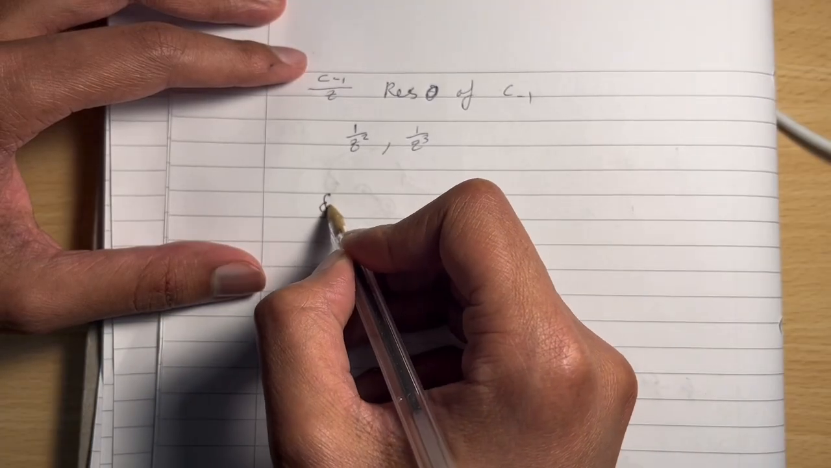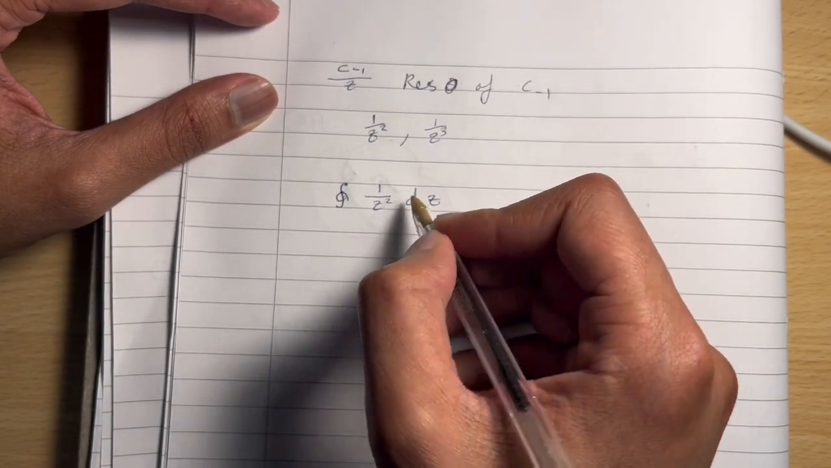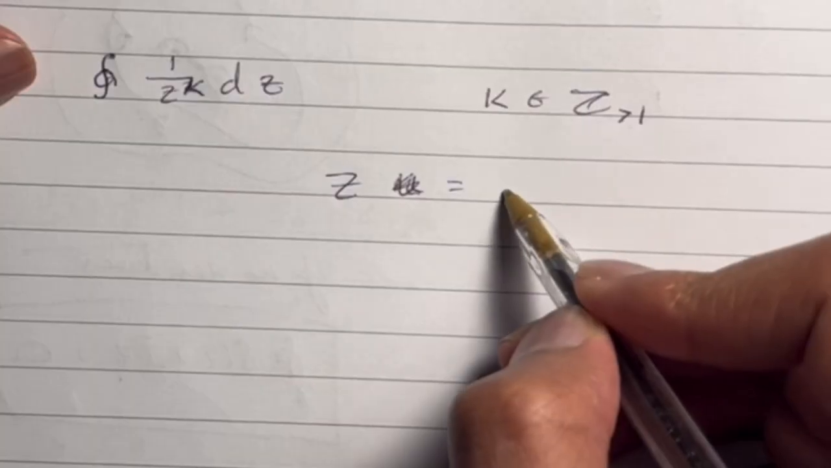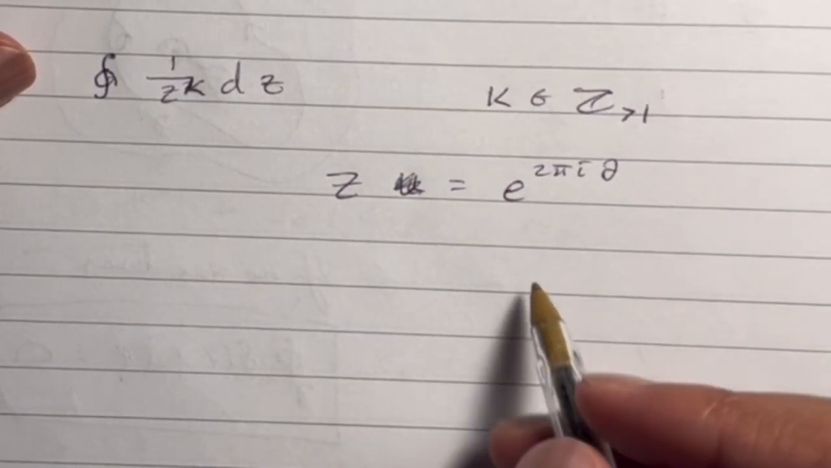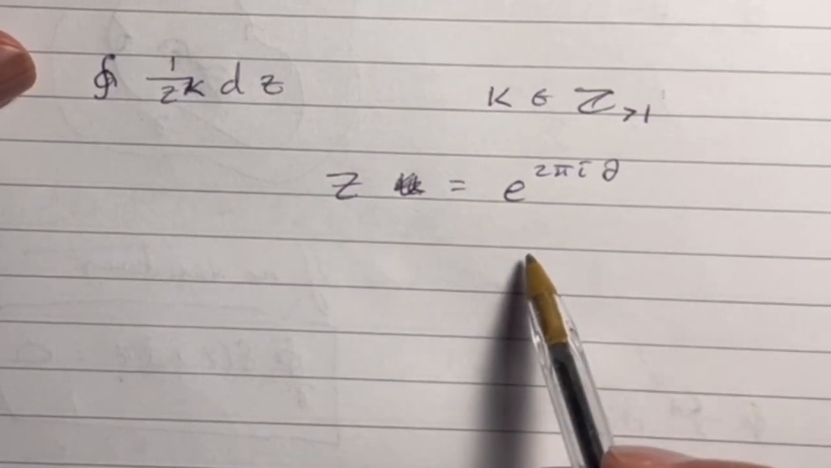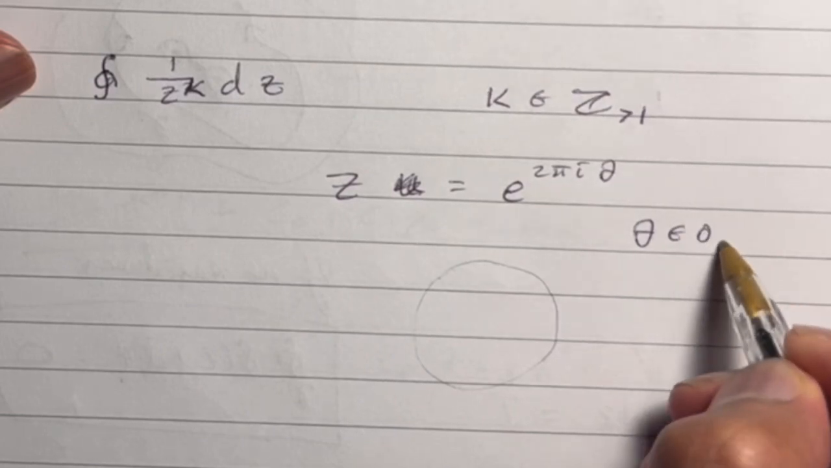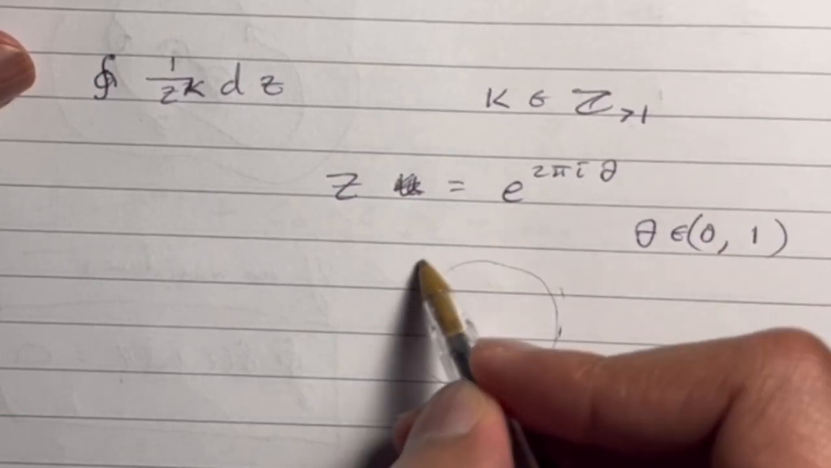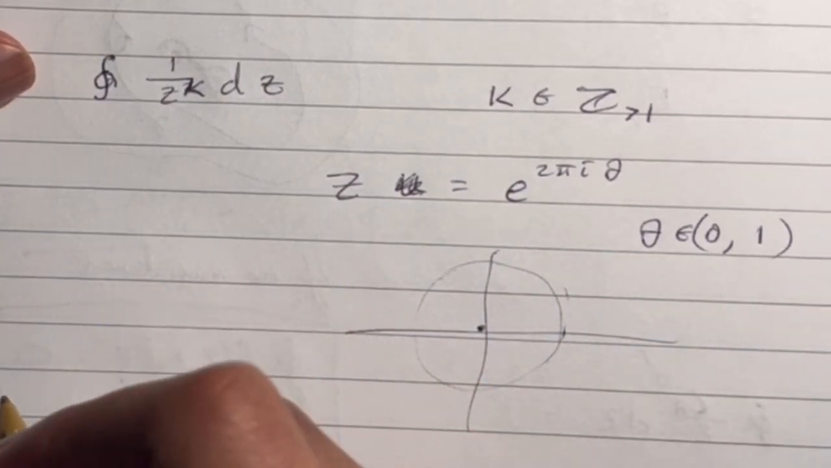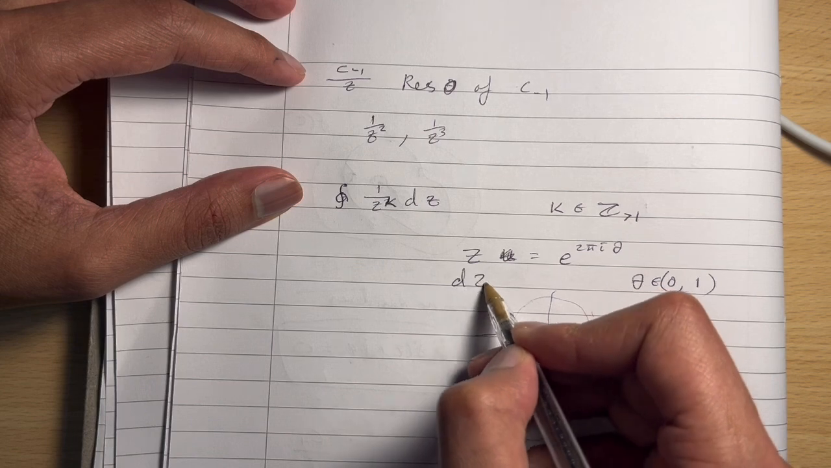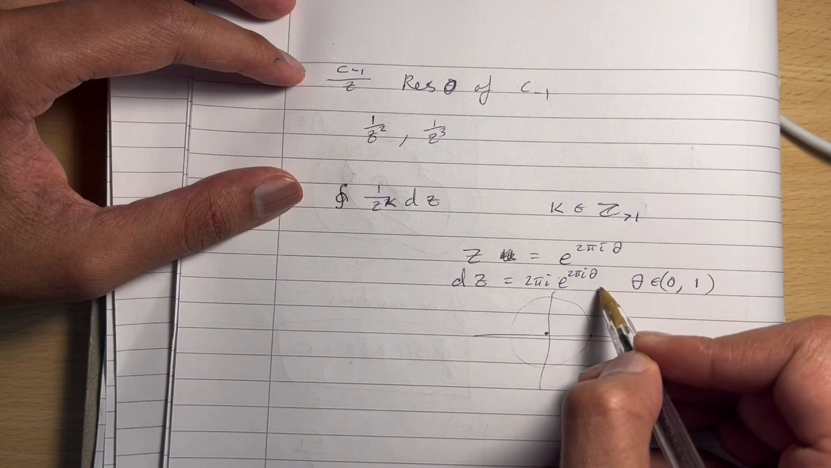And so the integral over the closed loop of 1 over z to the k dz. In fact, let's make it k this time, some integer k bigger than 1, with z equal to e to the 2 pi i theta. Why are we doing this? Because we can pick any circle, so we're picking the unit circle and we're going around it, varying theta from 0 to 1 to get it to go around the circle, so we can get the contour integral. Alright, so dz is equal to 2 pi i e to the 2 pi i theta d theta, and we'll substitute it in.